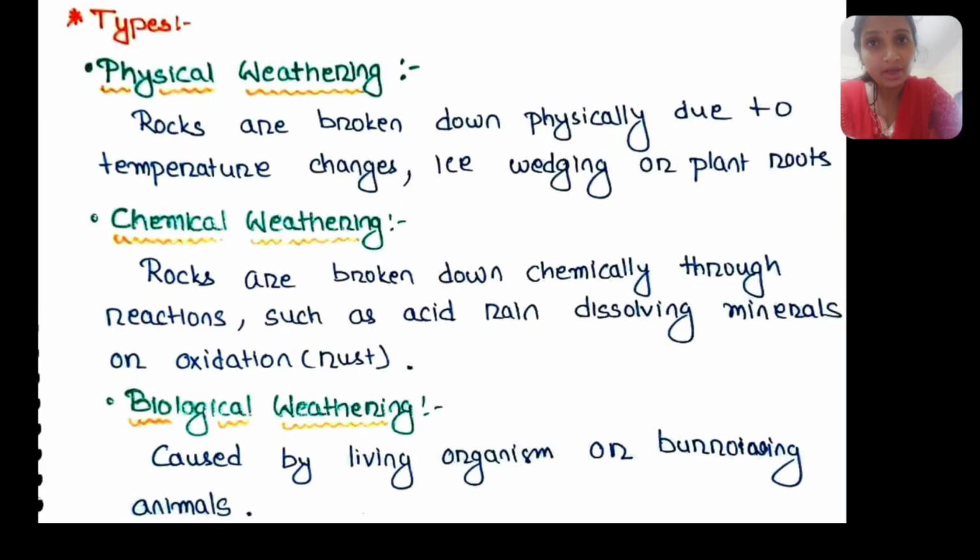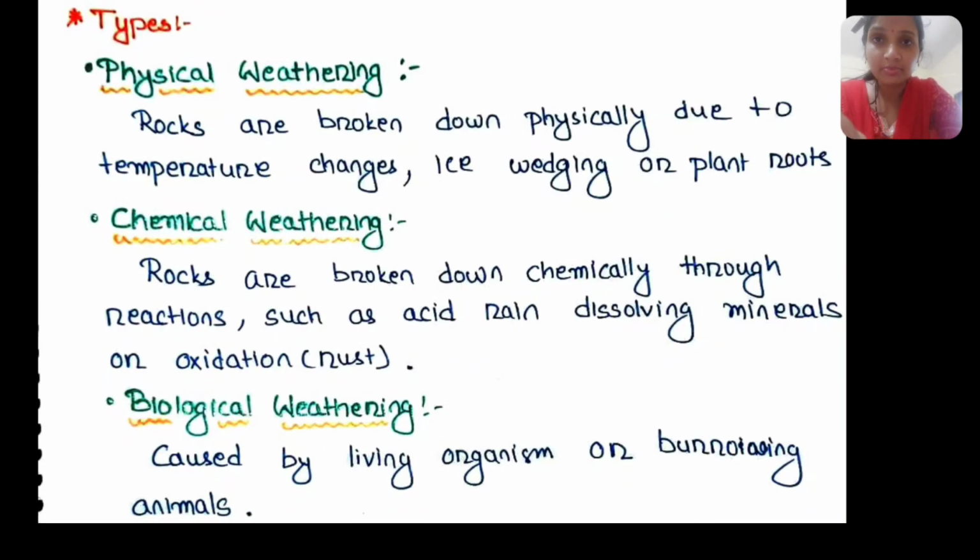Then the rocks can be broken down chemically, by reactions, by acid rain, by the dissolving of minerals, or by rusting or oxidation. All of these can break down the rocks, and these are all chemical processes, and together they are known as chemical weathering.